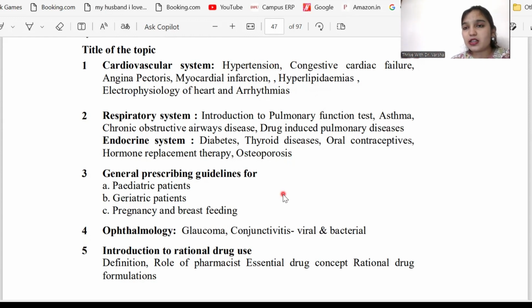Write 8 to 10 pages for 10 marks, then 5 to 6 pages for 5 marks. So it will be like that. You will have to cut short according to the marks. So these all will be for 5 to 10 marks. I will let you know if anything else. You can get hormone replacement therapy and oral contraceptives for 5 marks, as well as drug-induced pulmonary disease for 5 marks.